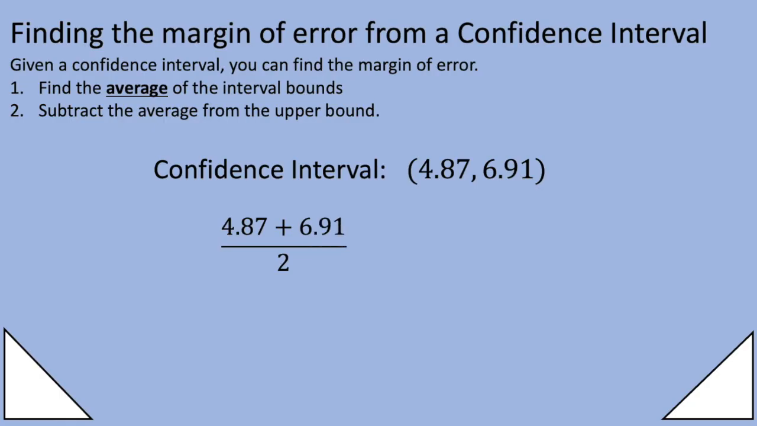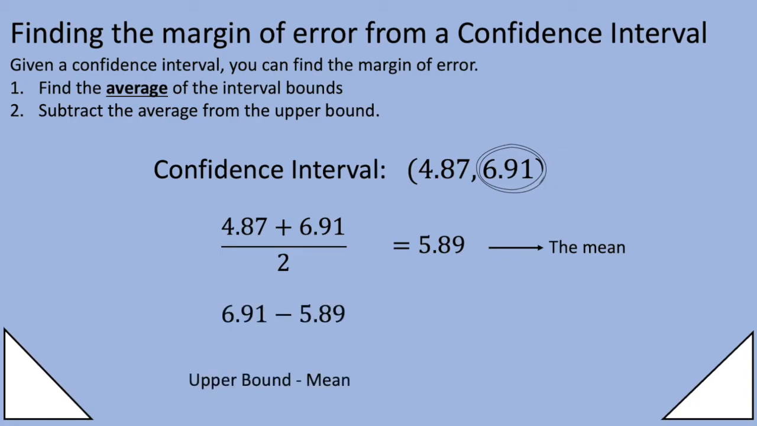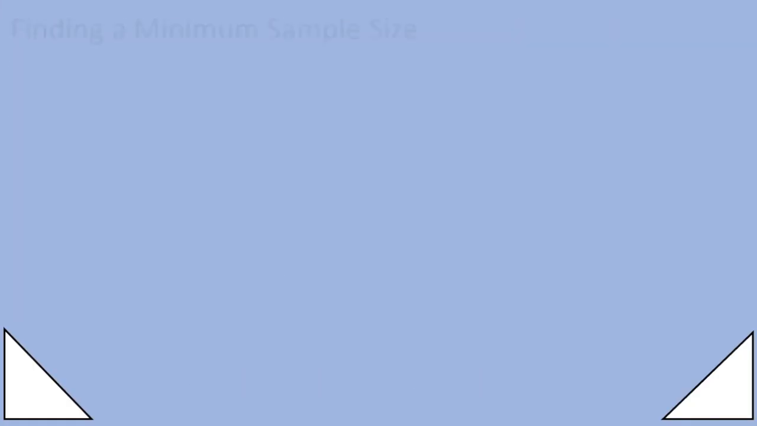Let me show you. So here's a confidence interval of 4.87 and 6.91. First thing I'm going to do is find the average of the lower bound and the upper bound, and I get 5.89. So that's the mean. Now I'll take the upper bound and subtract the mean, and that'll give me the margin of error. So 6.91 minus 5.89 equals 1.02, and that's the margin of error.